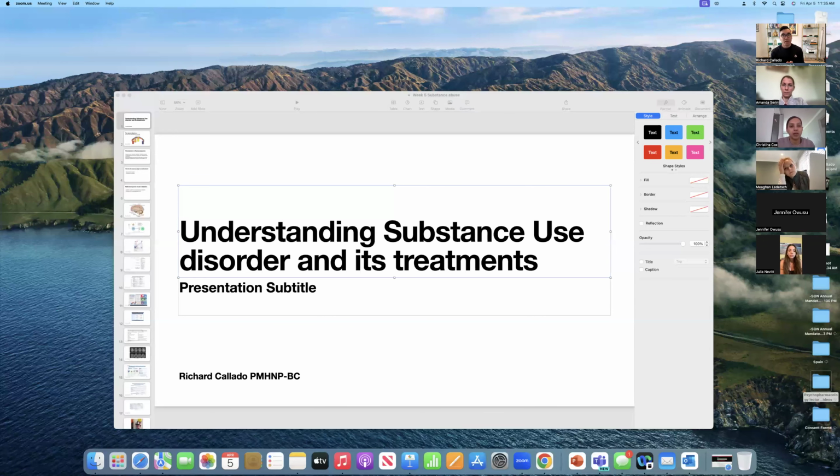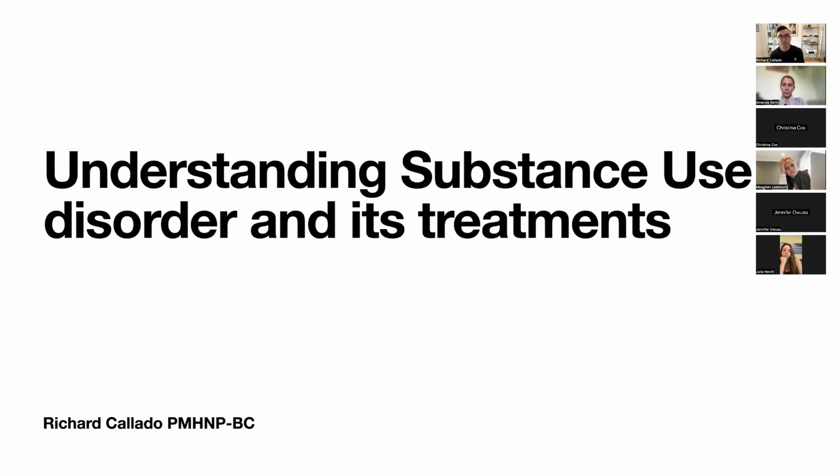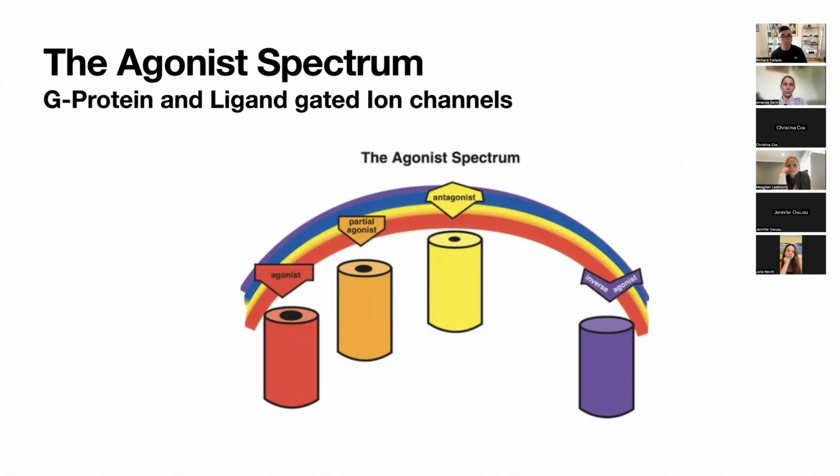Okay, so today we're going to talk about treatment of substance use disorders. Just to review, this is very important. The agonist spectrum, especially in substance use disorders, we're going to be using a lot of antagonists and a lot of partial agonists. All right. Some agonists also, but mostly partial agonists. All right.